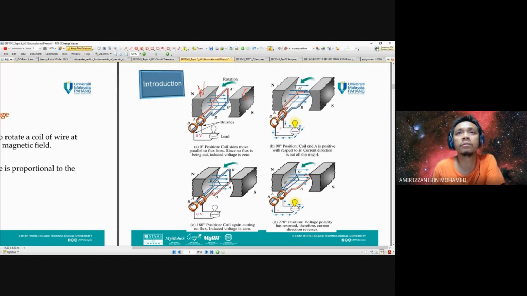We have two rings here. At the 0 degree position, the coil side moves parallel to the flux line. Since no flux is being cut, the voltage is 0. This is at the 0 position. The flux is this way, from north to south.